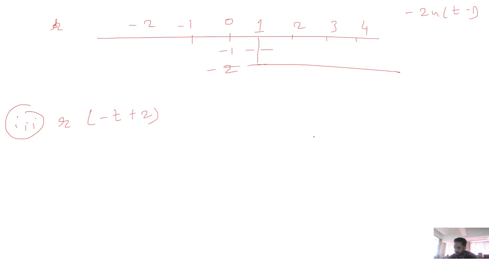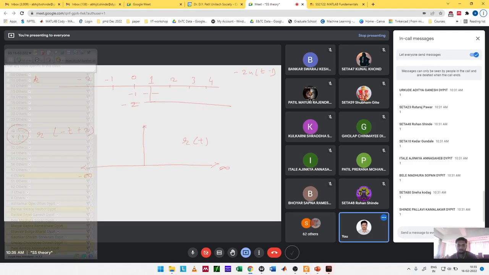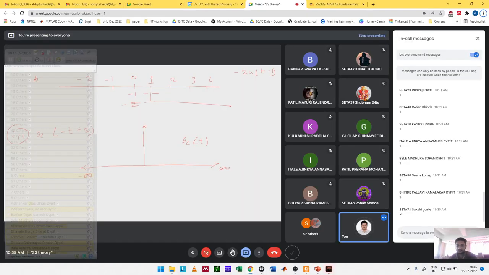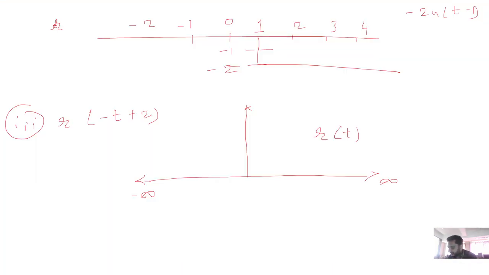First we need to draw R of t. Can anyone help me how R of t looks like? What is R of t? You can unmute yourself and tell me. It is a ramp signal, right? All right, so that was my question. Actually, it might be an easier one, so you might be expecting something difficult. So this is a ramp signal. Okay, so this is R of t.